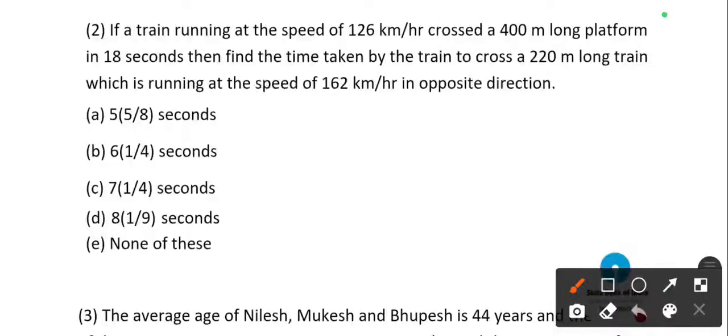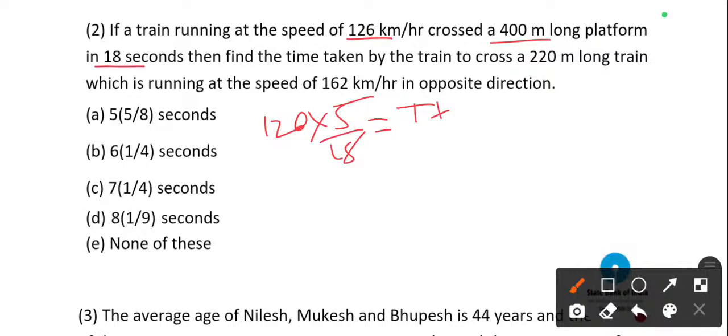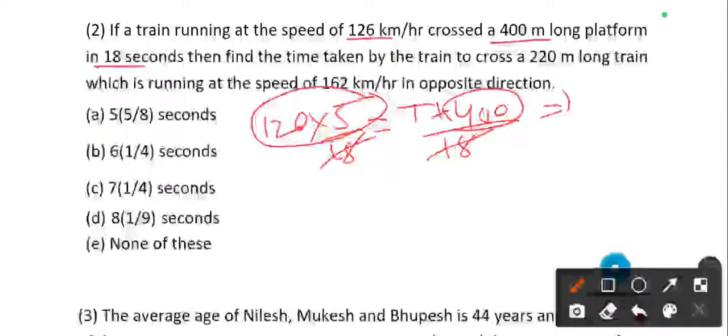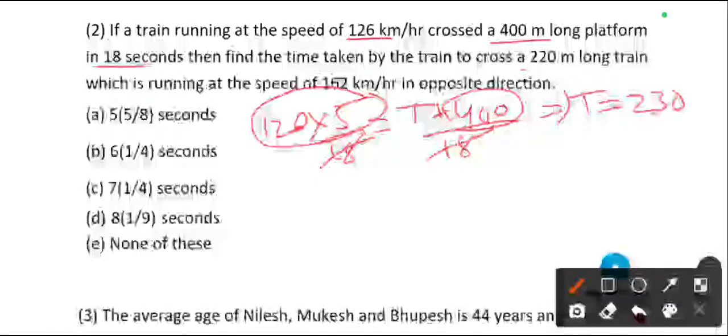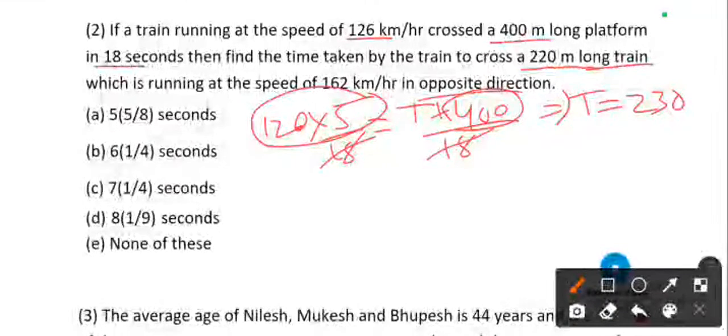Here 126 speed times 5 by 18, the length of the train plus 400 meters long platform in 18 seconds. So this is 630. 630 minus 400, which will be the length of the train, equals 230. It says that it crosses another train, 220 meters long, while traveling in opposite directions. We need to find the time.